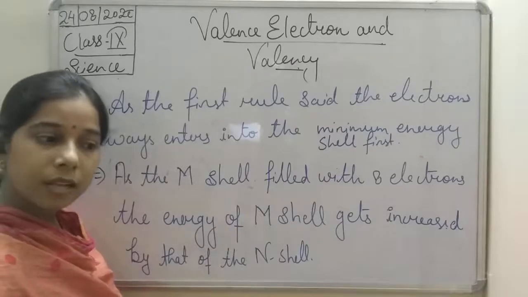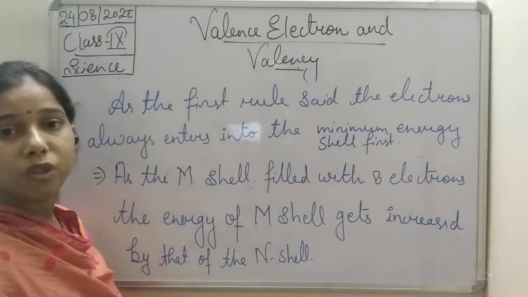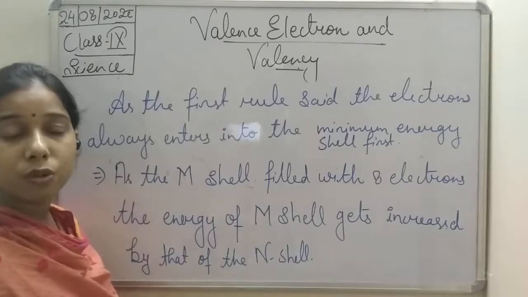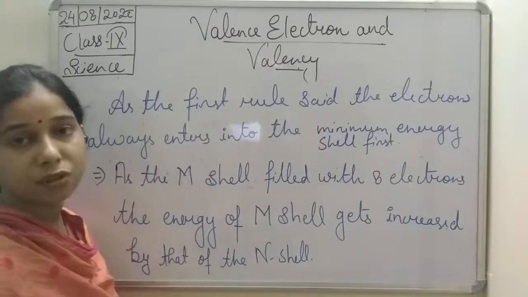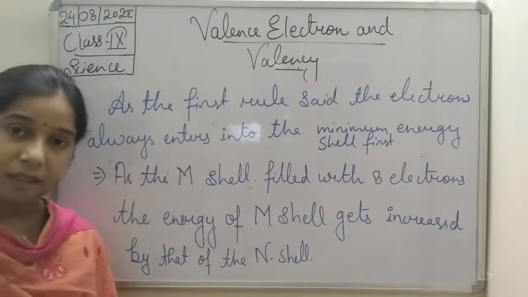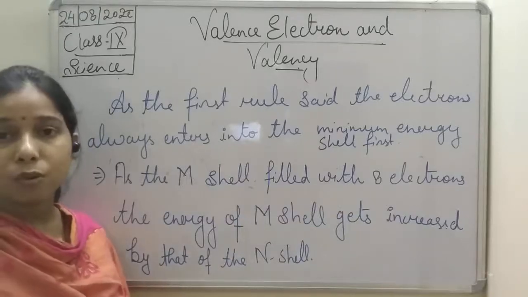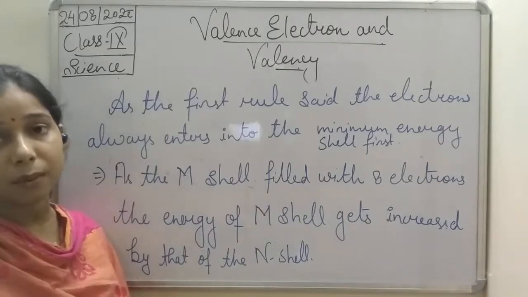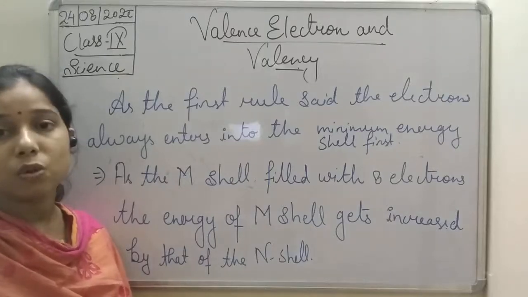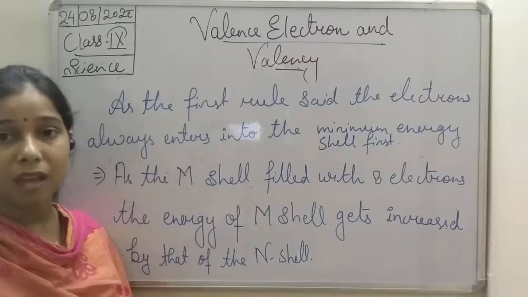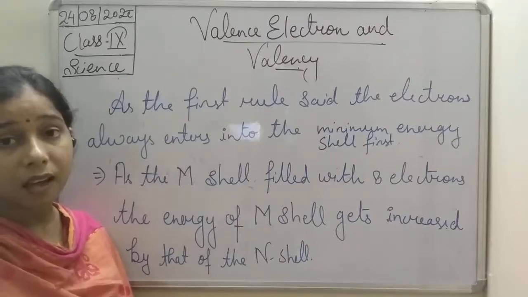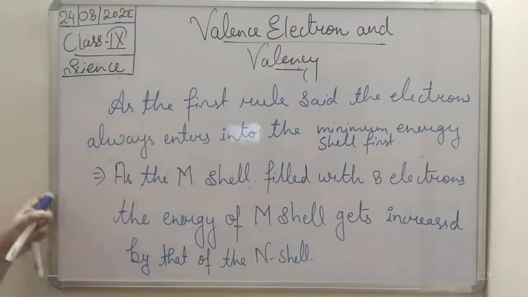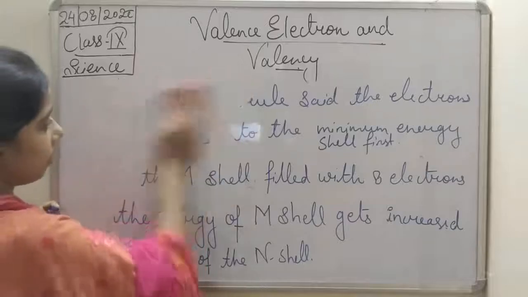Okay, so whenever a question is asked why it happens that even though the M shell can accommodate a maximum of 18 electrons, after 8 electrons it starts entering into the N shell, students, you will write that as 8 electrons are filled in the M shell, the energy of the M shell increases as compared to the N shell, and thus the electron starts entering into the shell which has the minimum energy, and since N has the minimum energy, it will enter into that. Now we can move to the next topic, and that is valence electron.